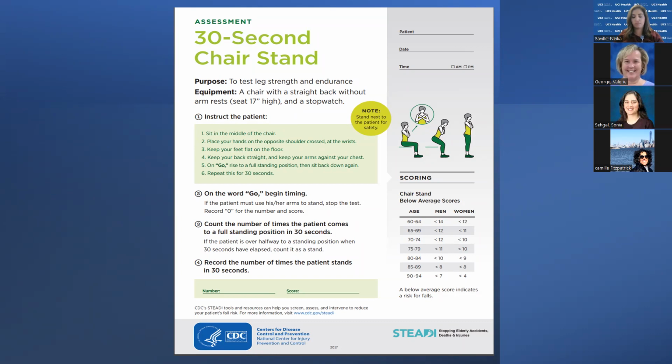On this slide too, it also talks about different age ranges. So for, let's say, someone between age 60 to 64, if a man has less than 14 and a woman less than 12, then that puts them at a risk for falls. So it's just something that can be reproduced in the clinic. Okay, next slide, please.